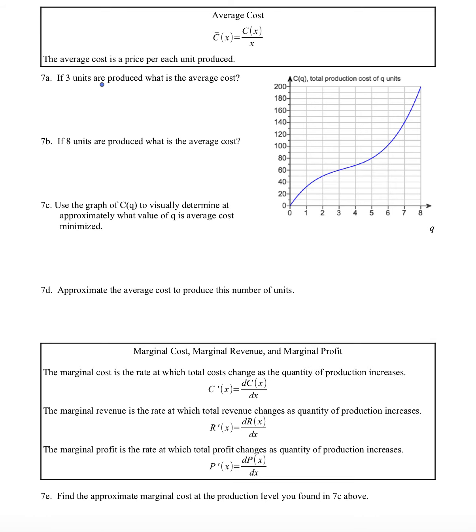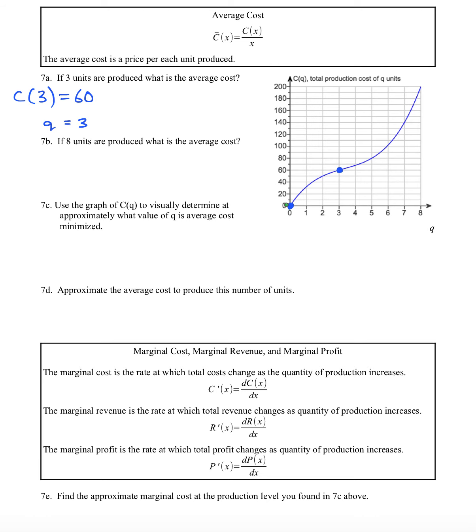First one says, if 3 units are produced, what is the average cost? Alright, so we're going to start off by making a dot at 0, and then we'll go over 3 units, and then up to the curve. Just notice here that C of 3 is 60, and Q, the number of units, is 3.